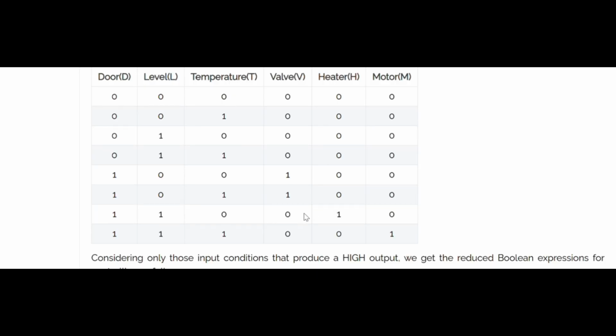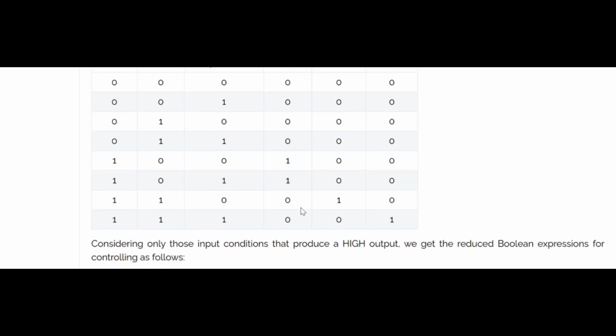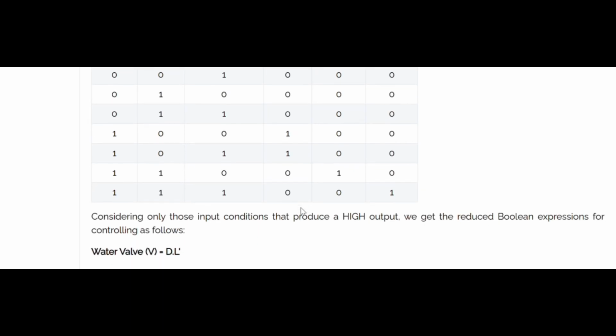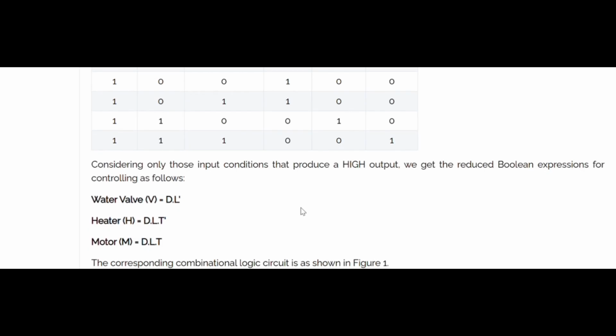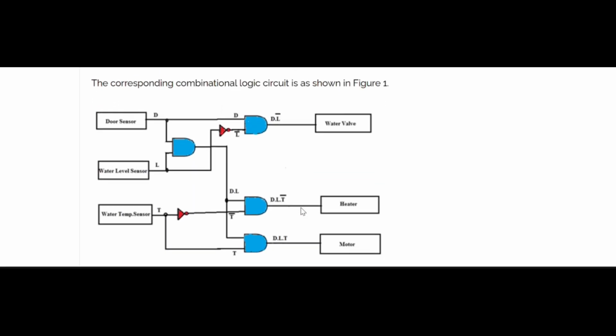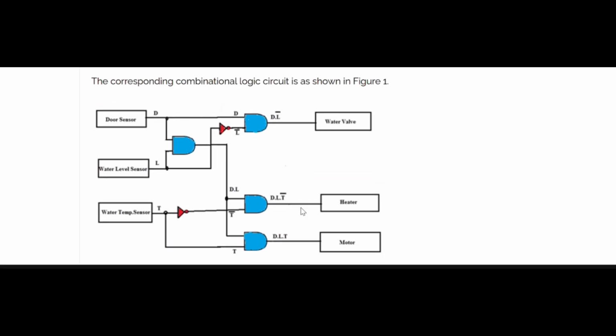We have to consider only those inputs that produce a high output, and we get the reduced Boolean expressions for controlling the water valve, heater, and the motor, which are given like this. And the corresponding logic circuit diagram is shown below. You can see the logic diagram. Based on this logic diagram, we're going to do the simulations.